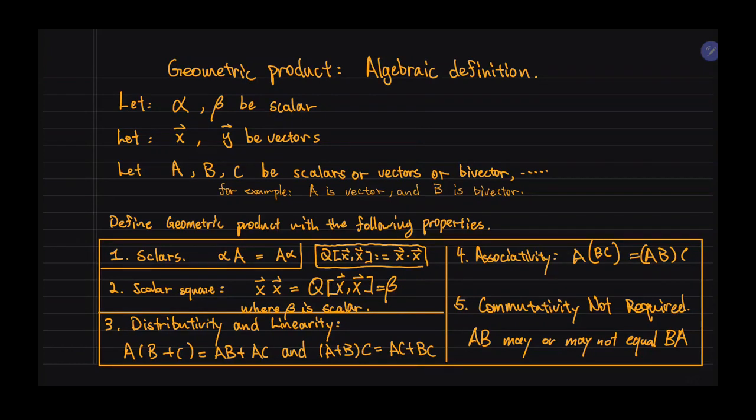And 5, which I think is very important, is that commutativity is not required. This means that AB may or may not equal BA, and this is very important to keep in mind, because many products you have met in your life do commute, but the geometric product generally doesn't commute.